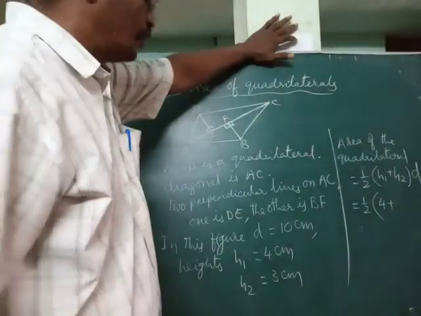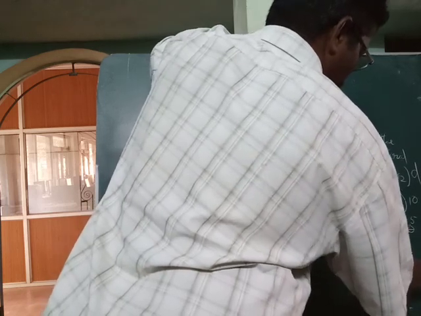That's equal to 1 by 2 of, what is H1? 4 plus H2 3 into D 10. 1 by 2 into 7 into 10. These two cancel here, 5 times. 7 5s are 35 centimeter square or square centimeters.